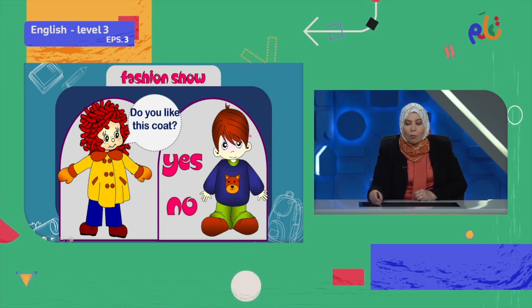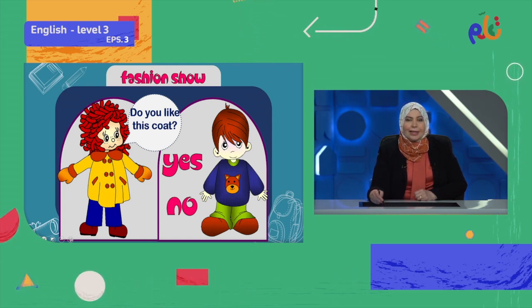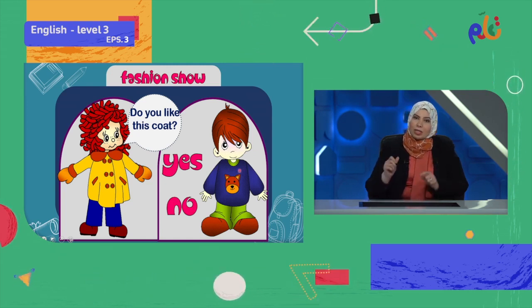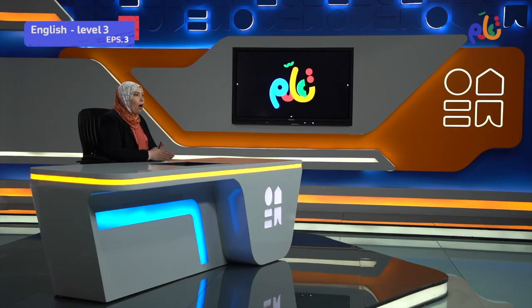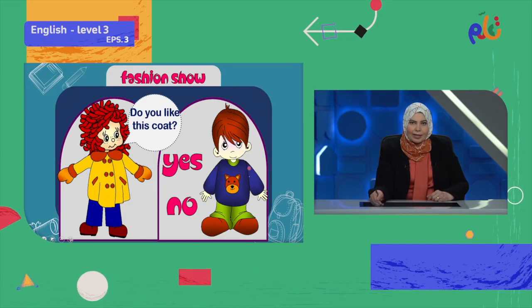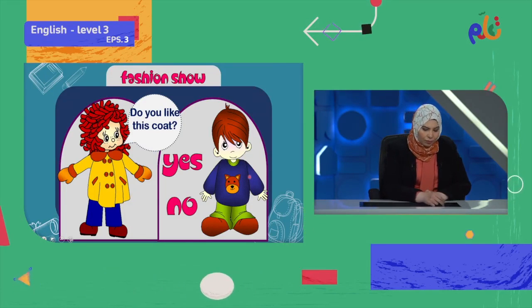Now if the boy says yes, he will say I like this or I like that. He will say I like that coat. Because he is standing far, you can say I like that coat. That. So here it's near, and for him it's far. So she says this and he says that.